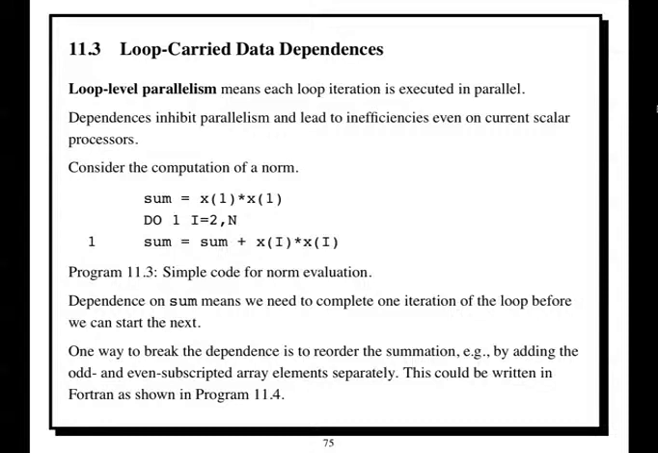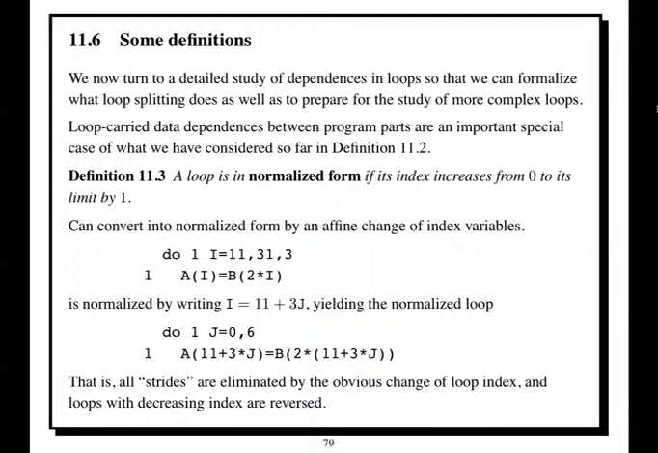Okay, so to formalize that, it's a little bit complicated. Let me just go through this quickly. You need to take loops in normalized form. So you don't want it to start at an arbitrary place. You always want it to start at 0 and the stride to be 1, and so you can always change your loops in that way.